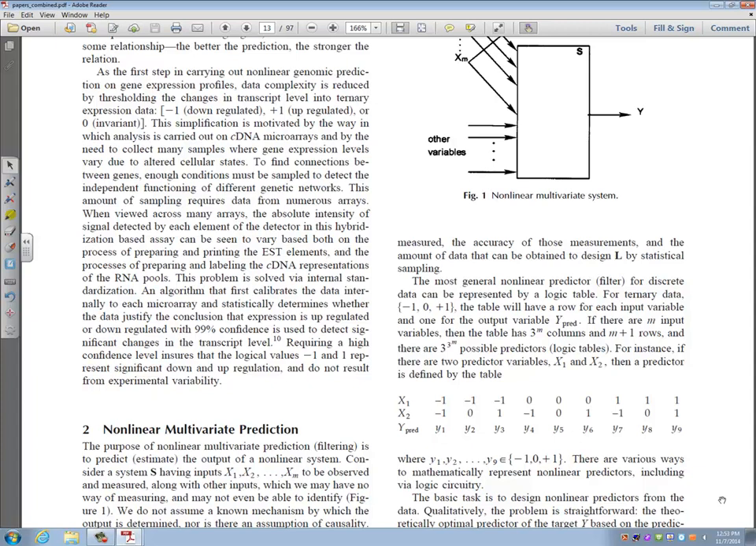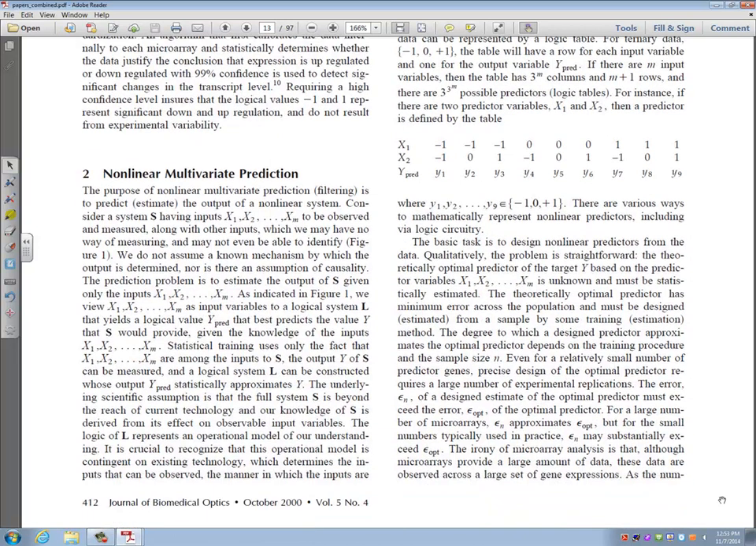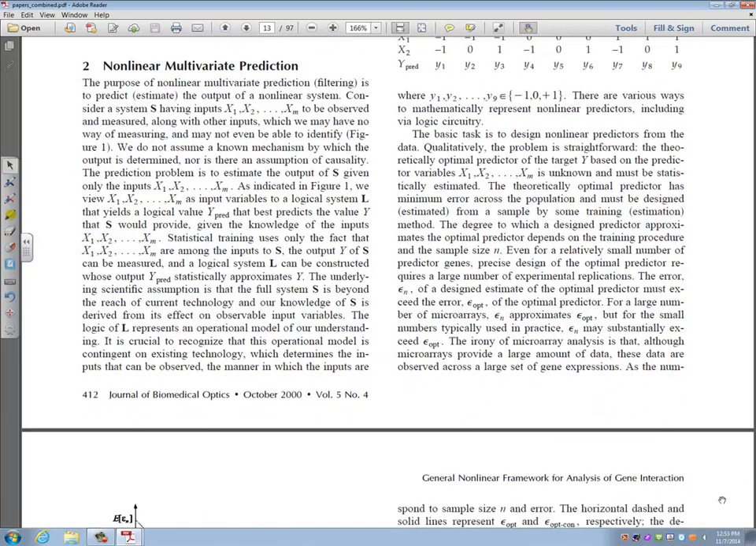Now there are many ways to mathematically represent nonlinear predictors, including via logic circuitry. So the basic task here is to design nonlinear predictors from the data. Quantitatively, the problem is straightforward. The theoretically optimal predictor of the target y based on the predictor variables x1 to xm is unknown and must be statistically estimated. The theoretically optimal predictor has minimum error across the population and must be designed, estimated from a sample by some training or estimation method.